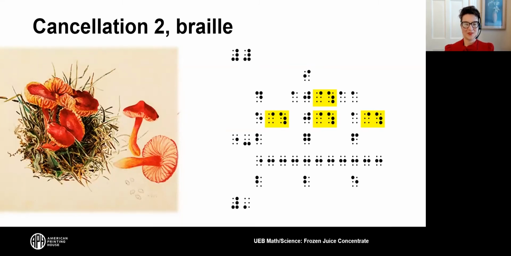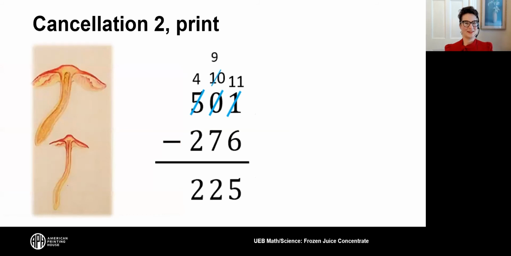But I hope that the idea you got was essentially this that's represented in print, where we have 501 with all of those numbers crossed out. Above the 5 is a 4, above the 0 is a 10, which is also crossed out and replaced with a 9. The 1 is crossed out, and above that is an 11. And then our final answer is 225.